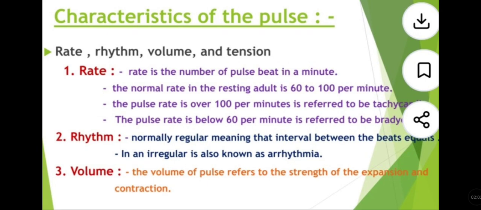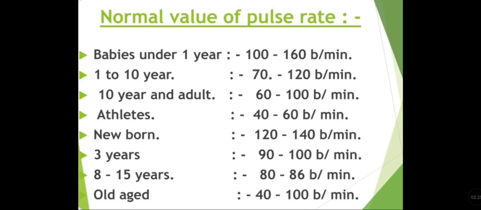Characteristics of the pulse: rate, rhythm, volume and tension. Rate is the number of pulse beats in a minute. Rhythm: normally regular, meaning the intervals between the beats are equal. An irregular rhythm is also known as arrhythmia. Volume: the volume of pulse refers to the strength of the expansion and contraction.